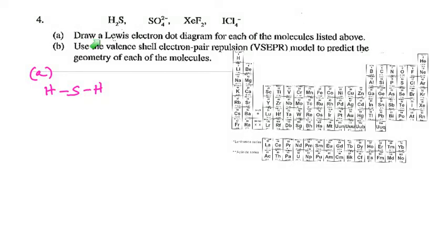Number 4, they want us to draw a Lewis electron dot diagram for each of these molecules. Pretty straightforward, so let's get started. Let's see, I've drawn the structure of H2S over here. Each hydrogen donates 1 electron. Since there's 2 of them, that's 2. And then the sulfur donates 1, 2, 3, 4, 5, 6. So that's 6 plus the other 2 is 8 valence electrons for us to work with.